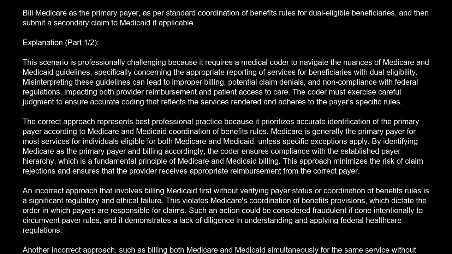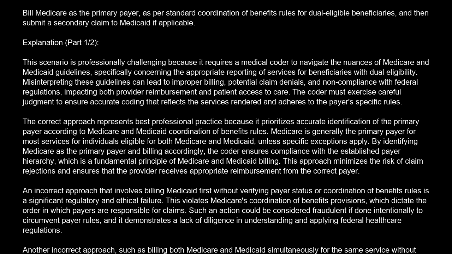The correct answer is A. Bill Medicare as the primary payer, as per standard coordination of benefits rules for dual-eligible beneficiaries, and then submit a secondary claim to Medicaid if applicable. Explanation: This scenario is professionally challenging because it requires a medical coder to navigate the nuances of Medicare and Medicaid guidelines, specifically concerning the appropriate reporting of services for beneficiaries with dual eligibility. Misinterpreting these guidelines can lead to improper billing, potential claim denials, and non-compliance with federal regulations, impacting both provider reimbursement and patient access to care.